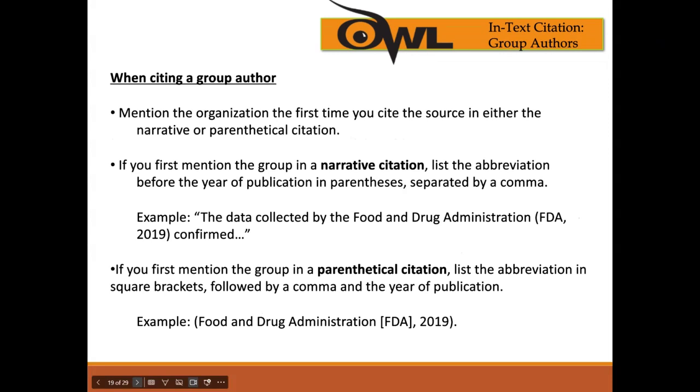So when citing a group author, and this can also mean organizations, mention the organization the first time you cite the source in either a narrative or parenthetical citation. If you first mention the group in a narrative citation, list the abbreviation before the year of publication in parentheses, separated by a comma. For example, we have: the data collected by the Food and Drug Administration (FDA, 2019) confirmed. Because we're including this in our narrative citation as a sentence, we want to make sure it's neat and consistent. If you're doing it as a parenthetical reference at the end, you're going to put the full organization name, then in brackets the abbreviation FDA, comma, and the year 2019.